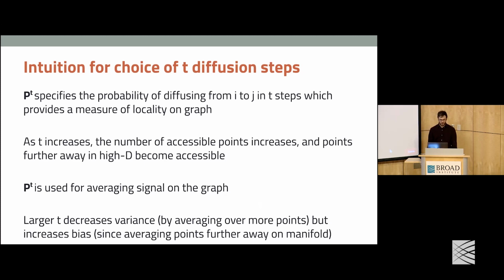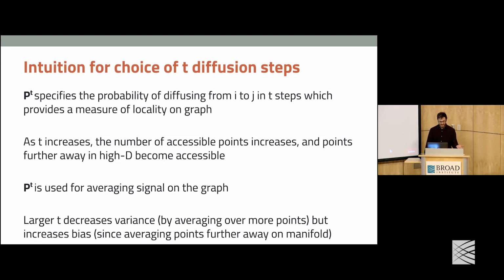Like I mentioned before, as t increases, the number of accessible points increases, and points that are further away in the high-dimensional space become accessible. So the interpretation of that depends a little bit on what you're using the diffusion for. But one thing that we're frequently using it for, and what covariant neighborhood analysis uses it for, is for averaging signal on the graph.